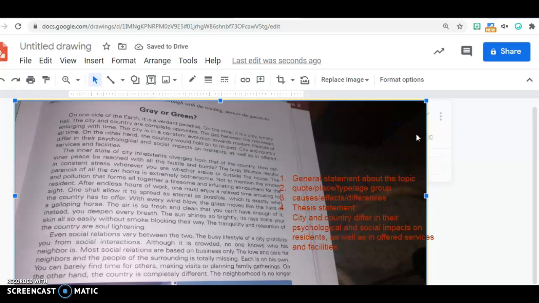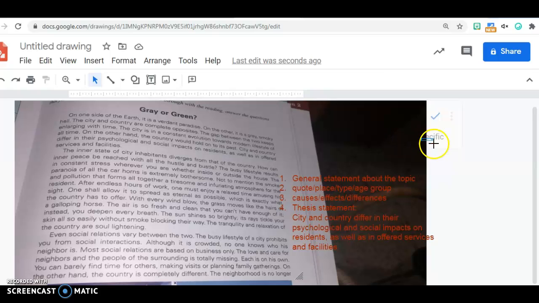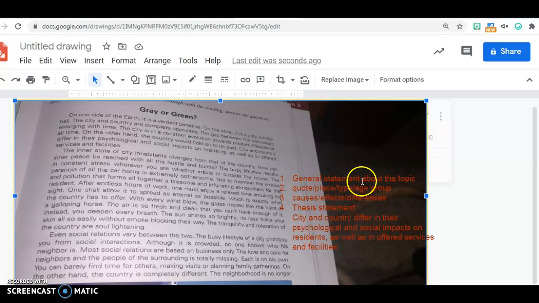Okay. So as we see here in the notes, the introduction in this sample is from general to specific. We'll see why. The writer has started by, on one side of the earth, it's a verdant paradise. On the other, it's a gray, smoky hell. General statement about the topic, which is comparison or contrast between the city and the country. So he gives a general statement about the topic.